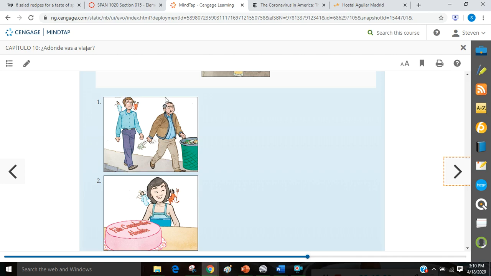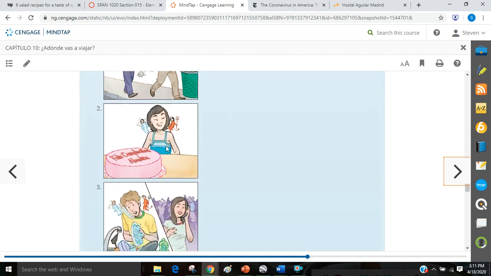El mandato informal, afirmativo, de poner, so to put the paper in, would be pon. Pon el papel en la basura, dice el ángel. El diablo dice, this would be the negative tú command, don't put the paper in the trash, no pongas el papel en la basura.